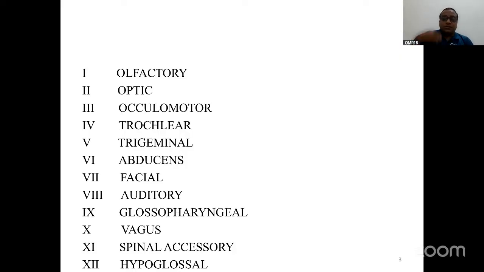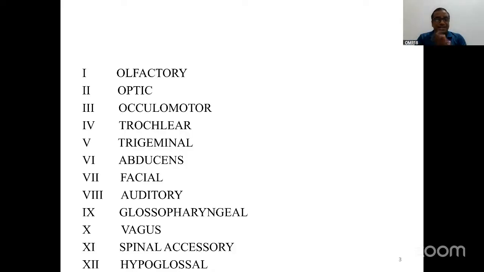Now, the first one is olfactory, second is optic, oculomotor, trochlear, trigeminal, abducent, facial, auditory or vestibulocochlear, glossopharyngeal, vagus, cranial accessory, and hypoglossal. So there are 12 cranial nerves. Now, how to remember these cranial nerves?